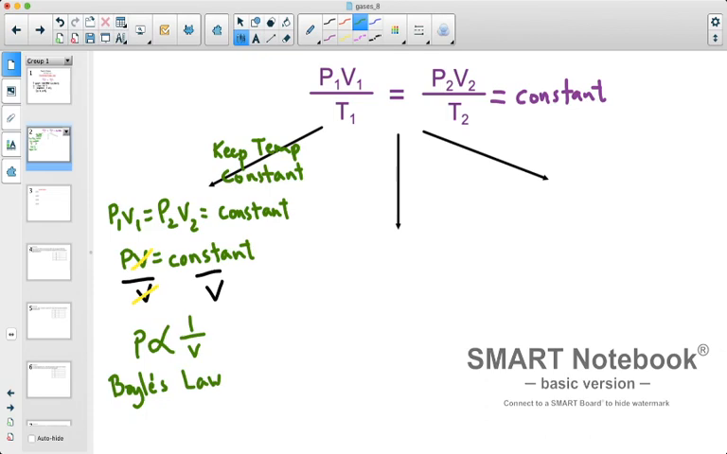Now let's keep going. Let's try this also for Charles's law. In Charles's law, we only relate volume and temperature. So that means we have to keep one of the three variables constant. In this case, we're going to keep pressure constant. By removing pressure, we end up with a formula of V1 over T1 equals V2 over T2, and that all still equals a constant.